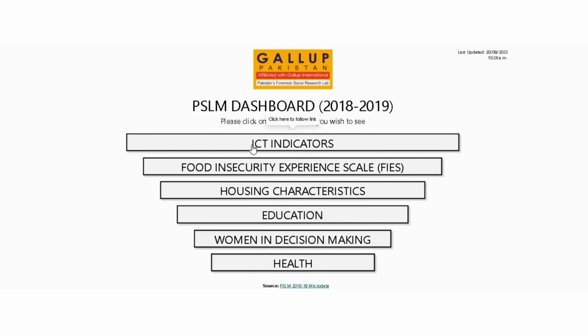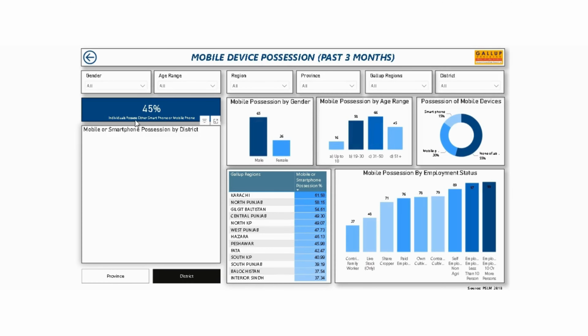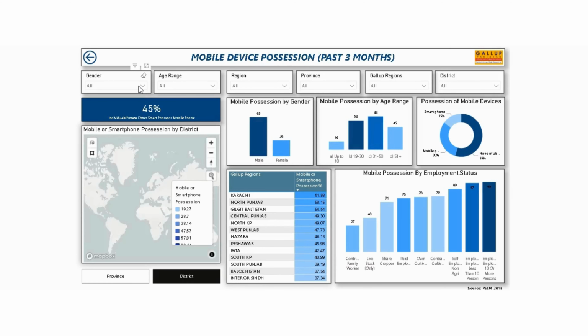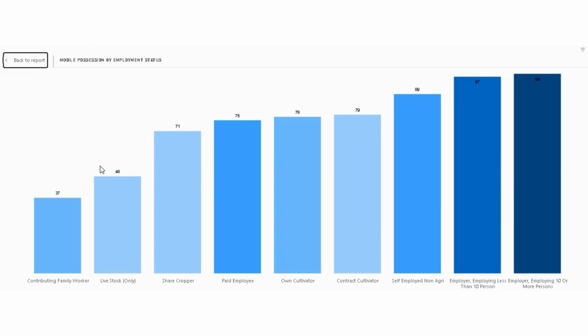To use the dashboard, simply click on an indicator to view the subcategories. Then, click on a subcategory to view the full dashboard for that subcategory. You can filter the data in each dashboard by gender, age range, region, province, Gallup region, and district. Each visualization in the dashboard has a focus mode icon, which you can click to view the visualization in more detail.